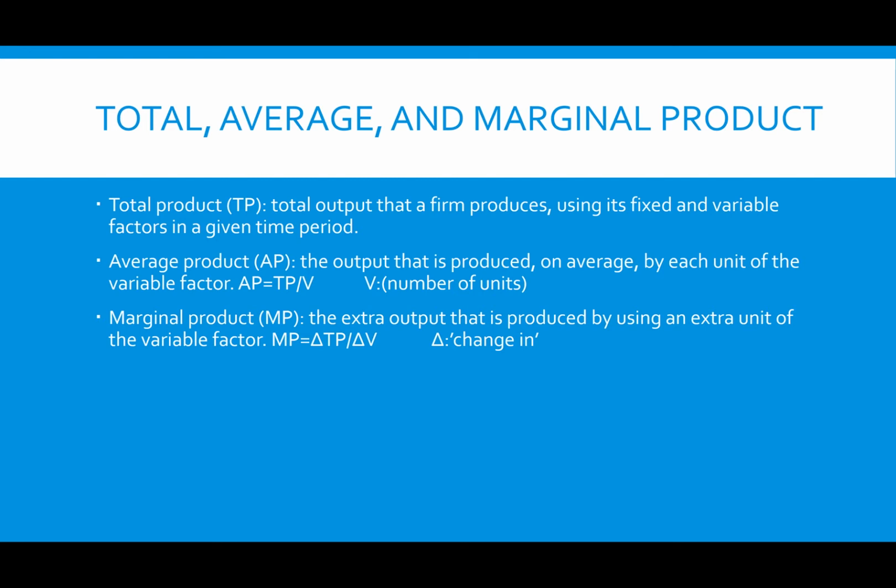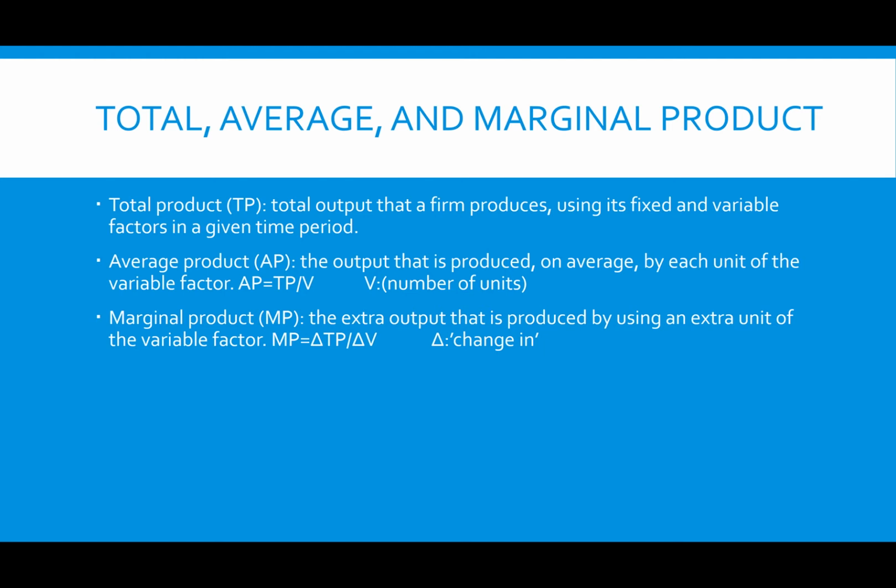Now, another way to divide costs. But before that, I also have to introduce the concept of products, because this will directly be related to costs. So total product, average product, and marginal product, what are they? It's pretty straightforward, I believe. Total product, TP, is the total output the firm produces using its fixed and variable factors in a given time period. So the total amount of products.